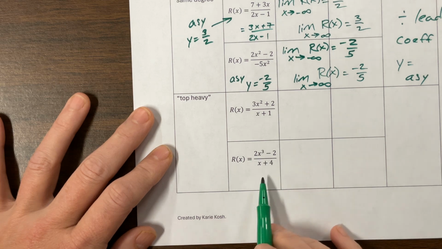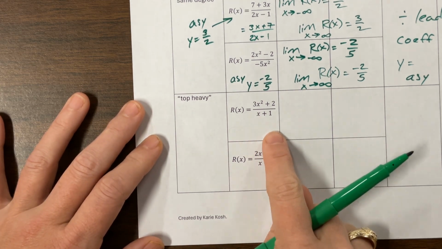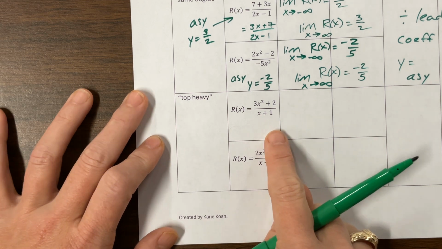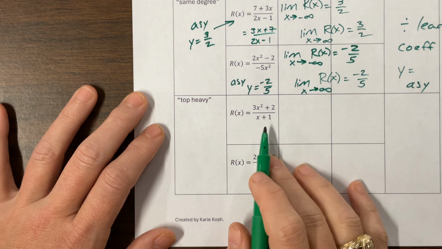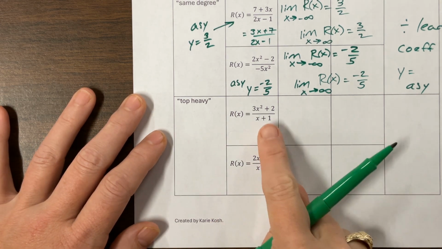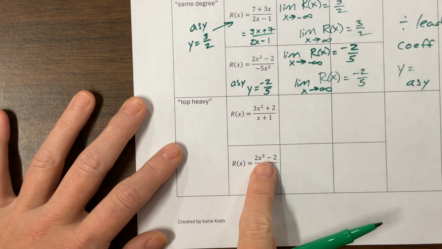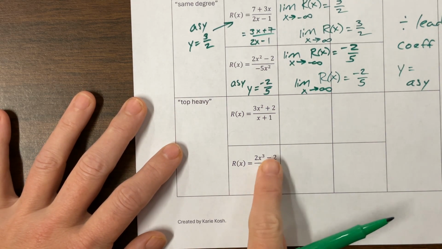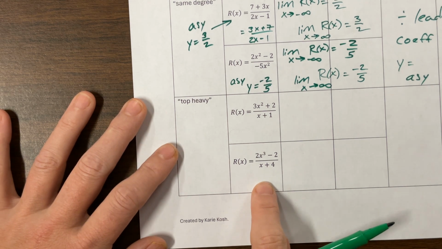Okay, the next one, now I see situations where they're top heavy, and so the degree of the numerator is larger than the degree of the denominator. And so we talked a little bit about this in my intro video from before. Anyway, if it's top heavy, we end up having a slant asymptote when it's 1 degree bigger. Or notice on this one, I have an x cubed divided by an x, and this is going to give me a parabolic or a quadratic asymptote.